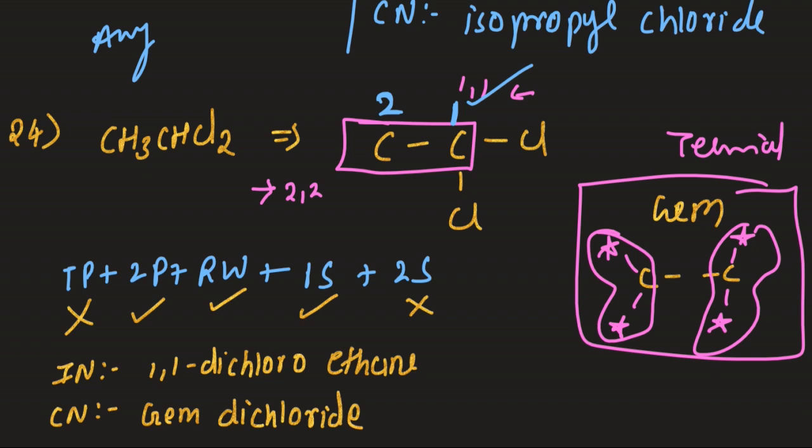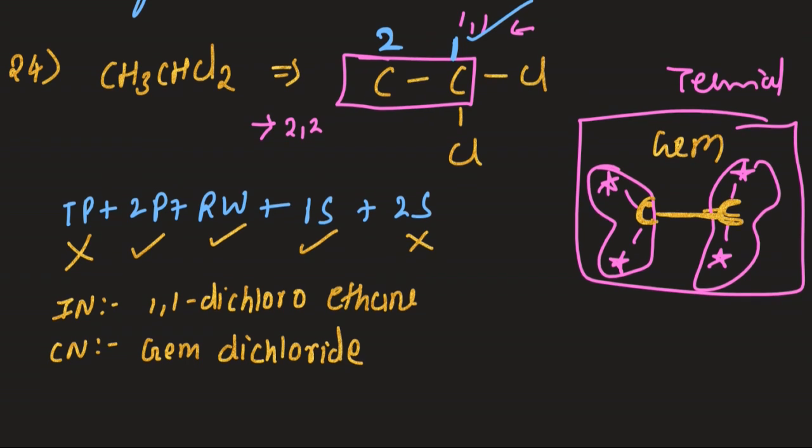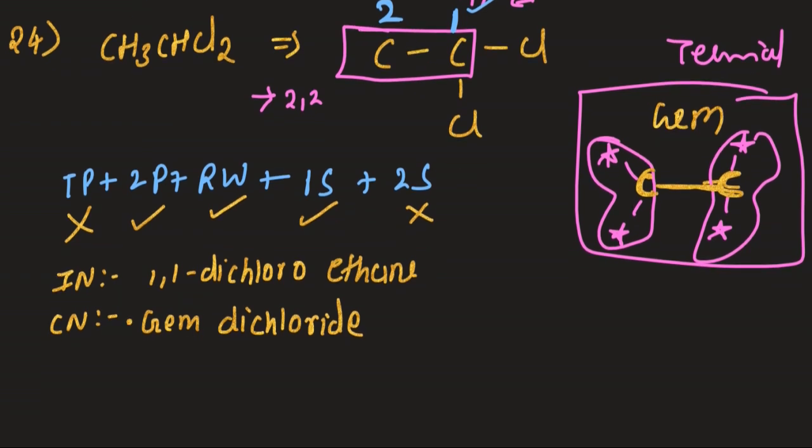One more condition: there must be only 2 carbons, not more than this. You cannot add any extra carbons. Next, one more common name is there, which is ethylidene dichloride. Since there are 2 carbons, we can call it ethylidene chloride.